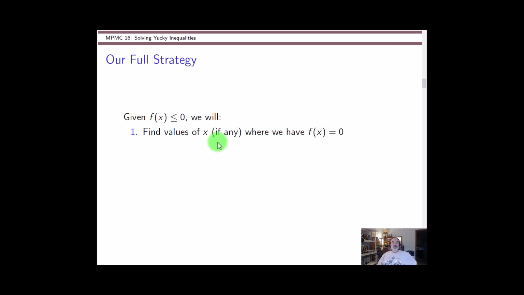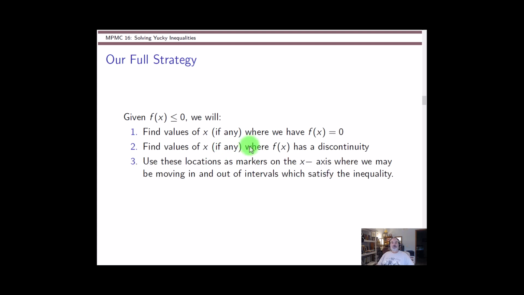Okay, so what we're going to do is we're going to get our inequality, f of x is less than or equal to 0, and we're going to look for values of x where the function is equal to 0. We're going to find values of x, if any of them, where there's a discontinuity. And those are going to be our suspects, our locations where the function might move from greater than 0 to less than 0. And those are going to delineate the intervals that we want or don't want.